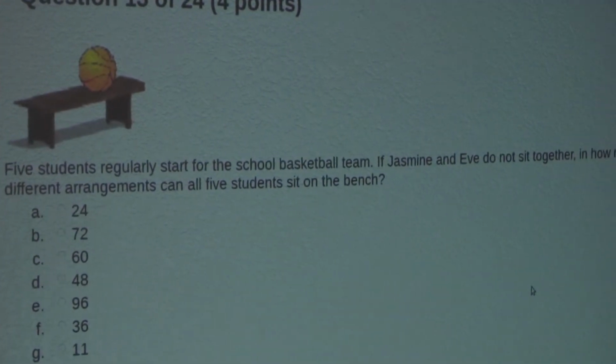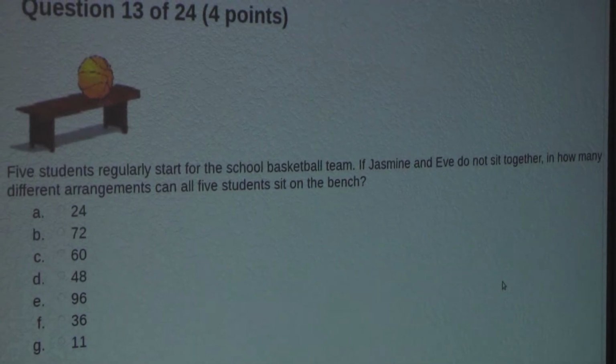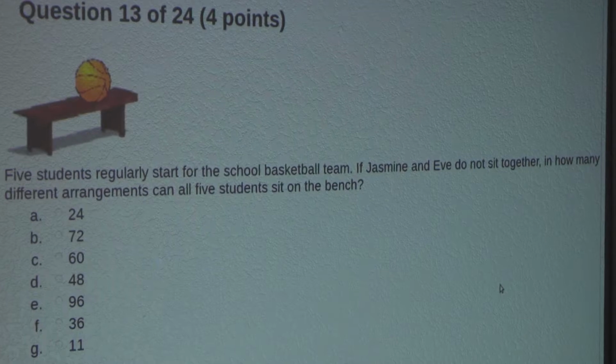5 students regularly start for the school basketball team. If Jasmine and Eve do not sit together, in how many different arrangements can all 5 students sit on the bench?